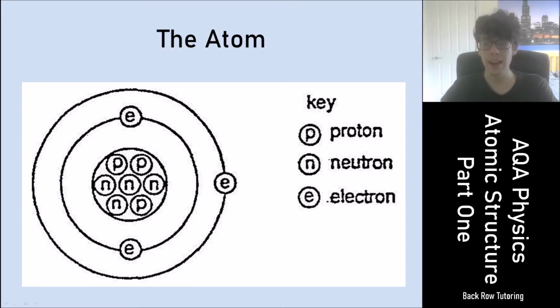As you can see, the electrons are not in the middle, they're not in the nucleus. Instead, they are on the outside of the atom. And what they actually do is they orbit. They're always moving around the nucleus of an atom.